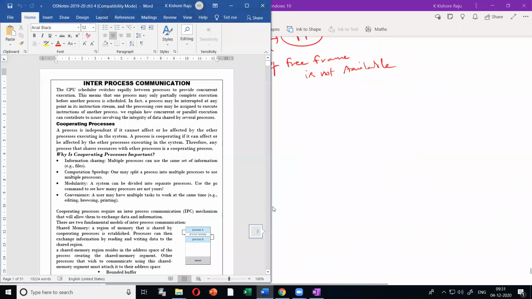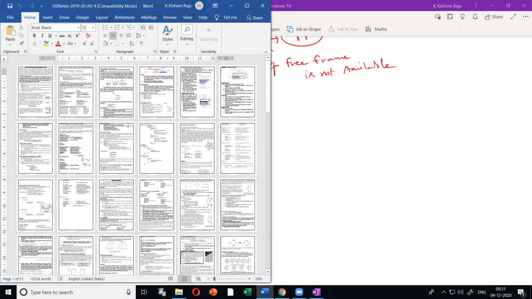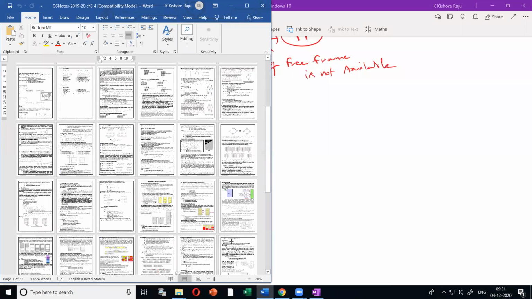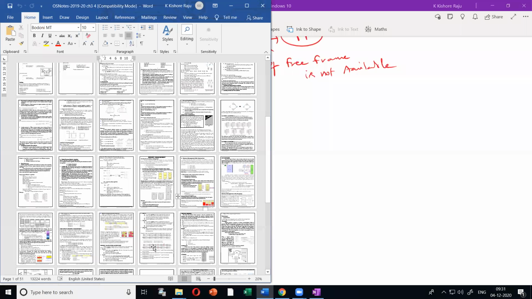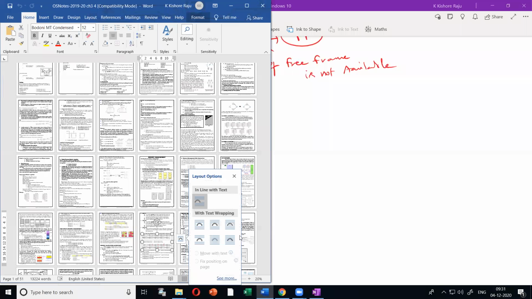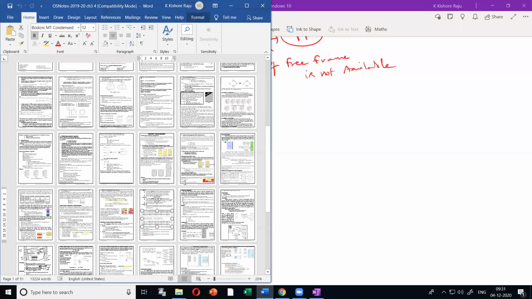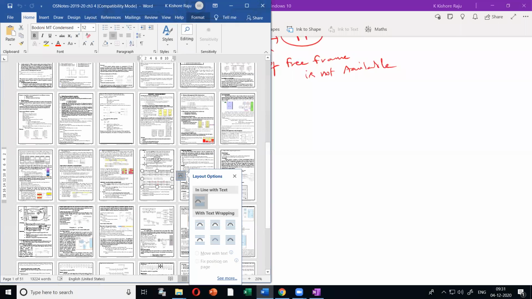Now I'll discuss different page replacement algorithms. So if you are clear about this, I'll go for the page replacement algorithms. Why is the page replacement algorithm required?